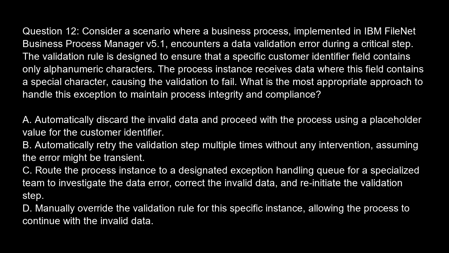Option A. Automatically discard the invalid data and proceed with the process using a placeholder value for the customer identifier. Option B. Automatically retry the validation step multiple times without any intervention, assuming the error might be transient. Option C. Route the process instance to a designated exception handling queue for a specialized team to investigate the data error, correct the invalid data, and reinitiate the validation step. Option D. Manually override the validation rule for this specific instance, allowing the process to continue with the invalid data.